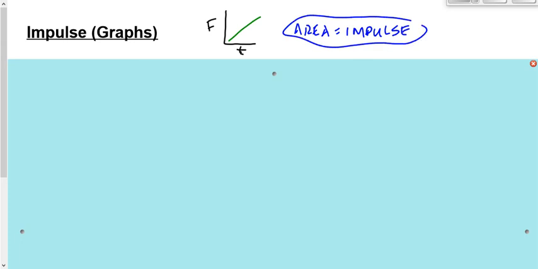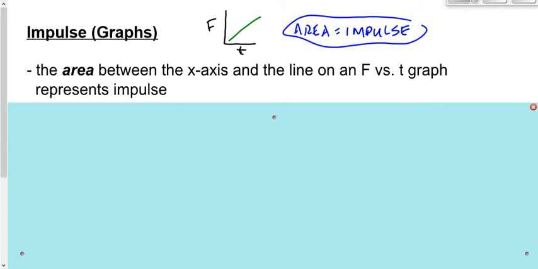I promise you, on your unit test, you will see a force versus time graph. And when you do, I want you to automatically think 3 words, area equals impulse. You will, in all likelihood, see a force versus time graph on your exam in January, and I want you to think 3 words, area equals impulse. You don't even have to know what the question is asking. I want you to automatically think area equals impulse, because the area between the x-axis and the line on the force versus time graph represents the impulse.